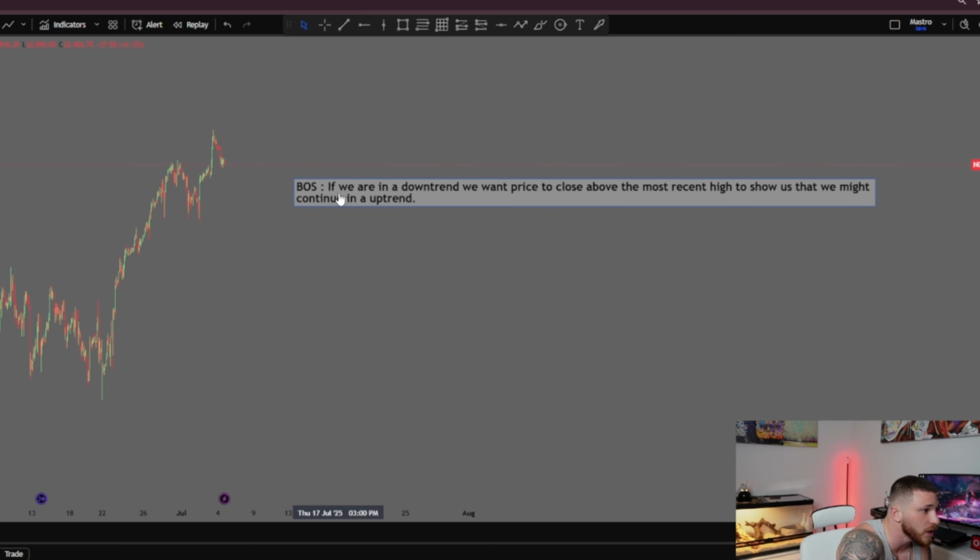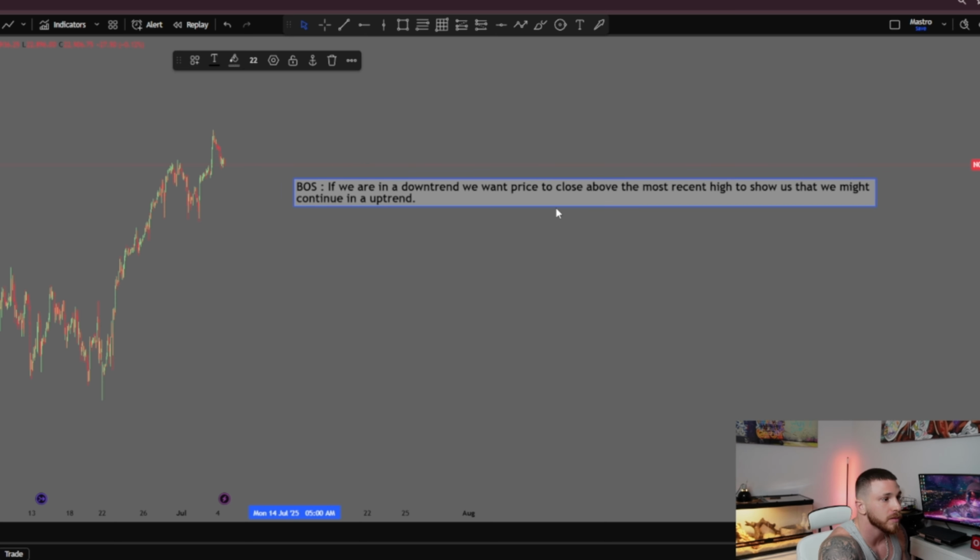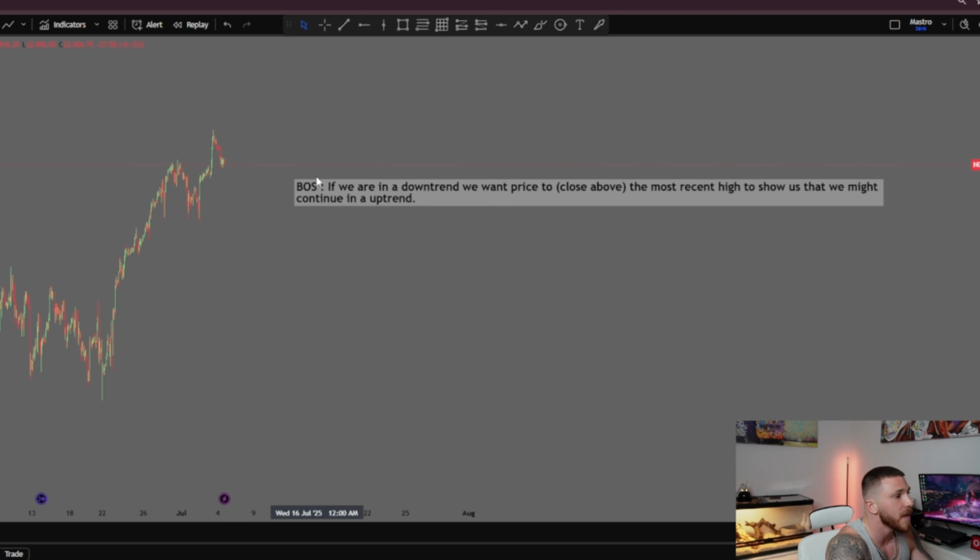So break of structure. If we are in a downtrend, we want price to close. Close. Not wick. Close. Above the most recent high to show us that we might continue in an uptrend. Again, that's what other stuff's going to continue in when we do fair value gap and so on. You don't enter off of just a break of structure. Please, don't. Thank you. Cool.